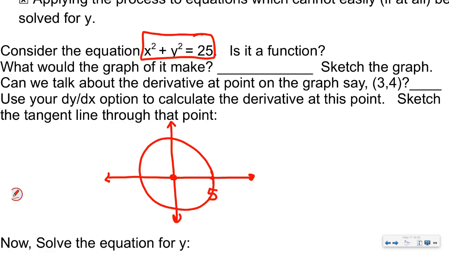Is it a function? Definitely not, right? It fails the vertical line test drastically. For every x, there's actually 2 y values, not one value that corresponds to it. It's not a function. It makes a circle. And the question becomes, can I still talk about the derivative on the graph at a certain point? So let's go to (3, 4), put a dot there. The derivative is the slope of the tangent line. This does have a tangent line, and that tangent line has a slope.